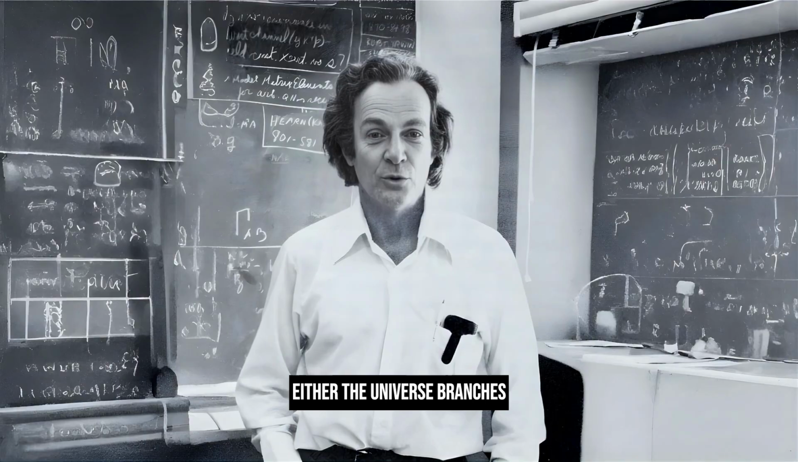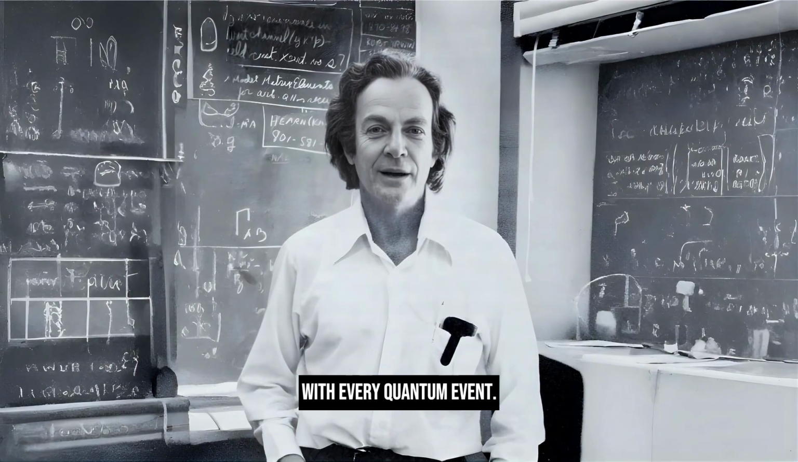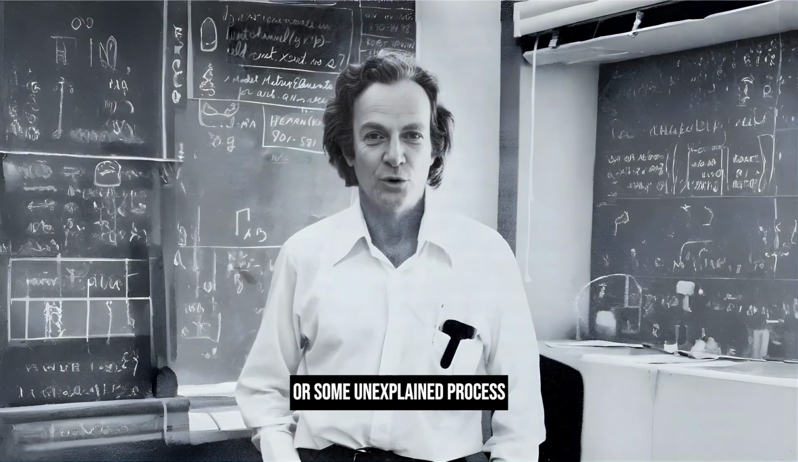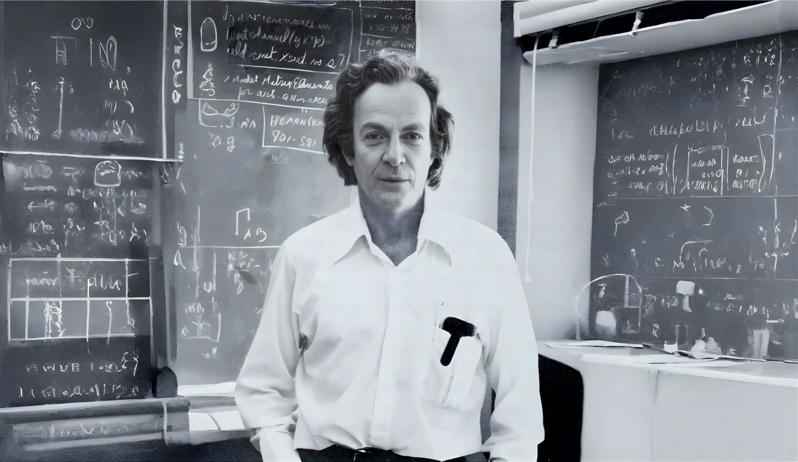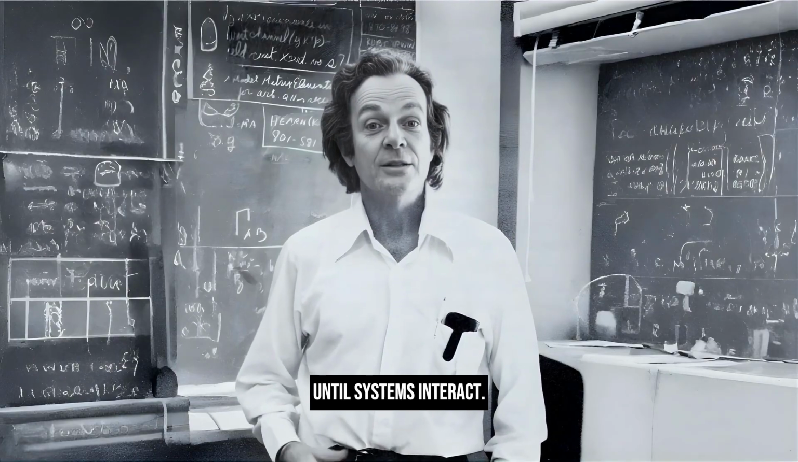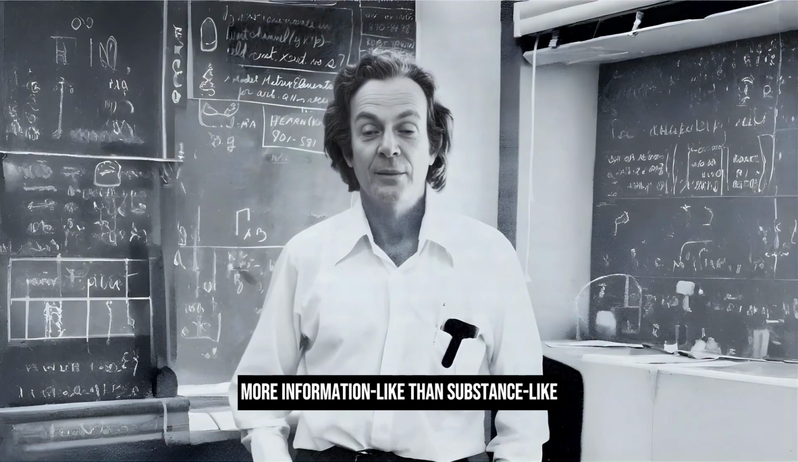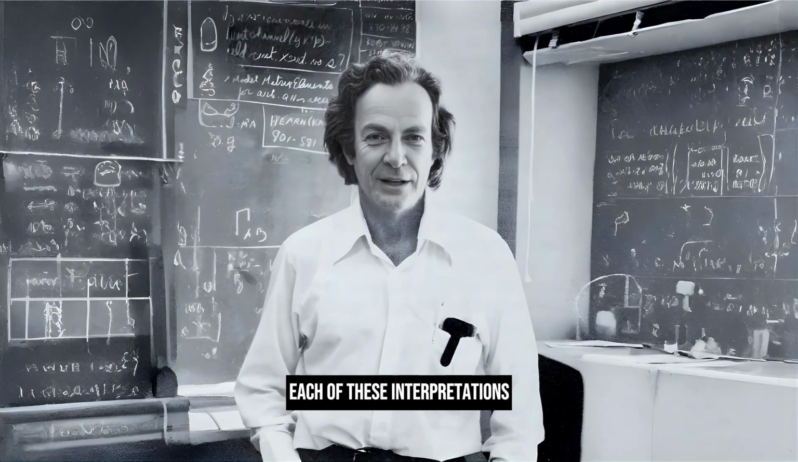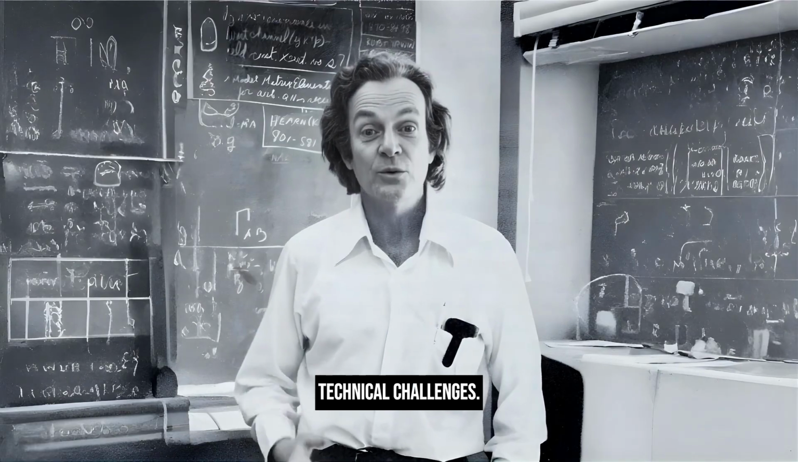Either the universe branches into countless parallel realities with every quantum event, or some unexplained process collapses probabilities into actualities when measurements happen, or properties don't exist until systems interact. Or reality is somehow more information-like than substance-like at its core. Each of these interpretations has sophisticated advocates and technical challenges.